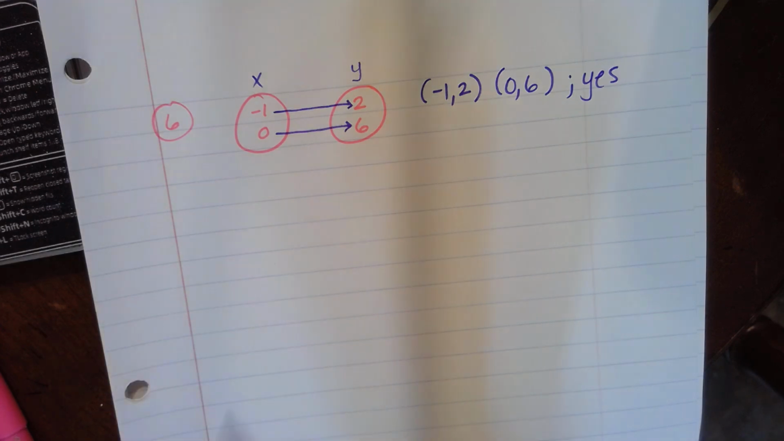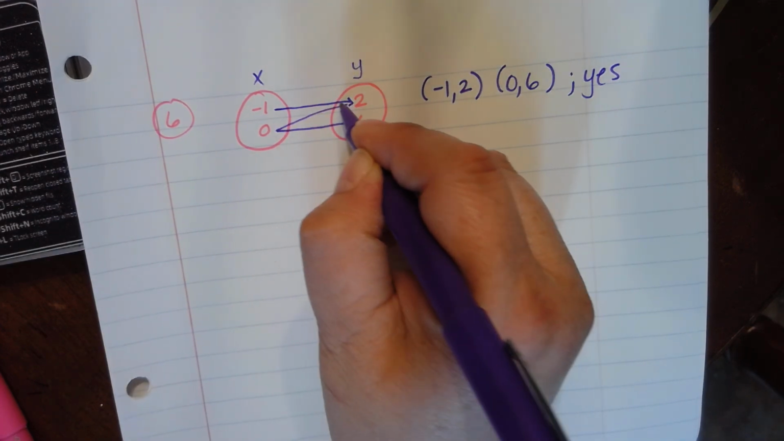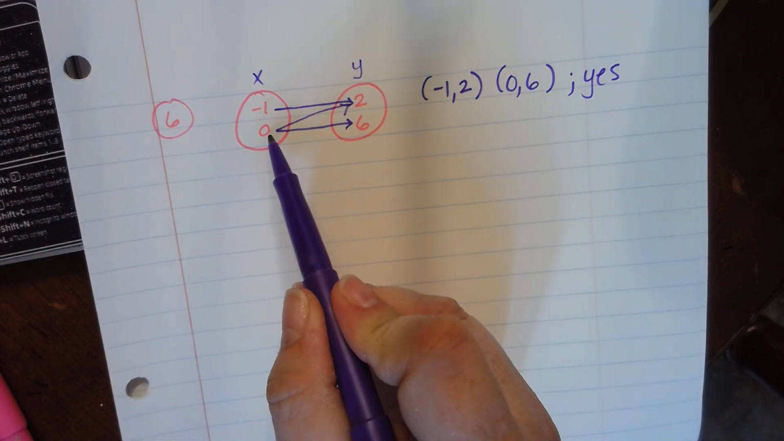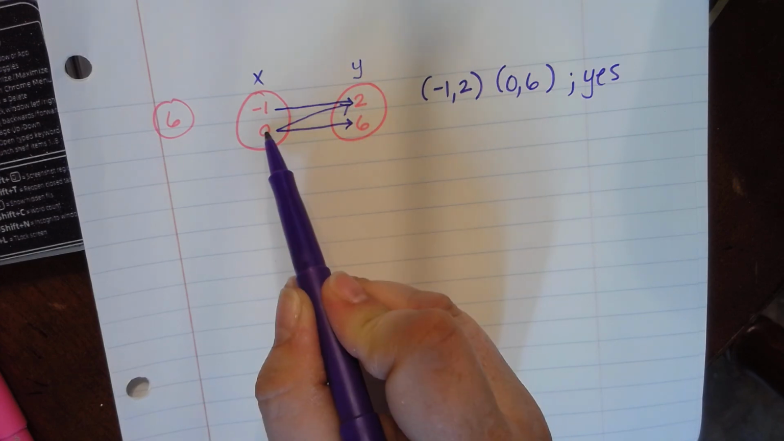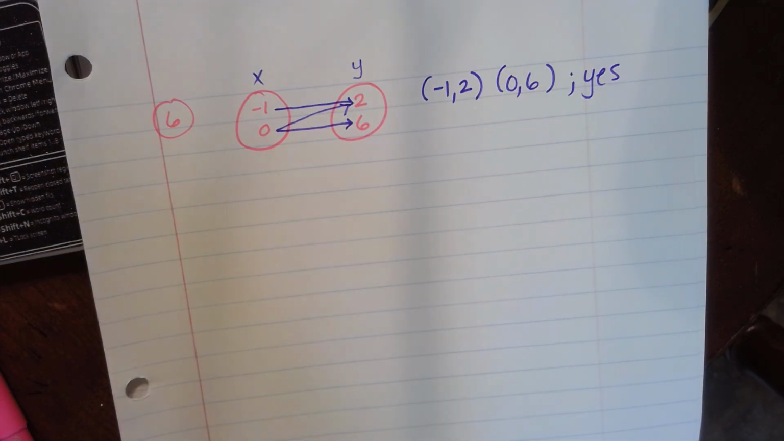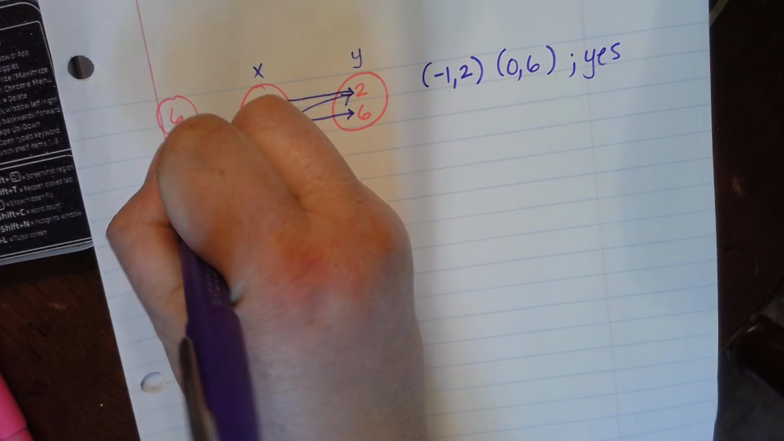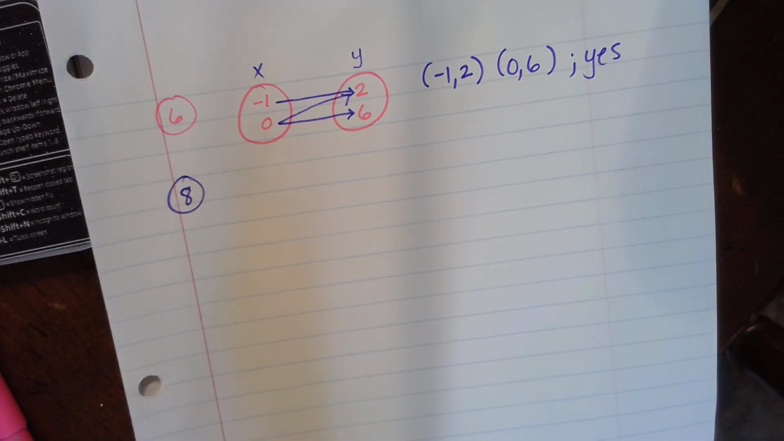Now, if it looked like this, so if 0 went to 2, and 0 went to 6, it would not be a function, okay? But this time, it doesn't do that. All right, let's jump over to number 8.